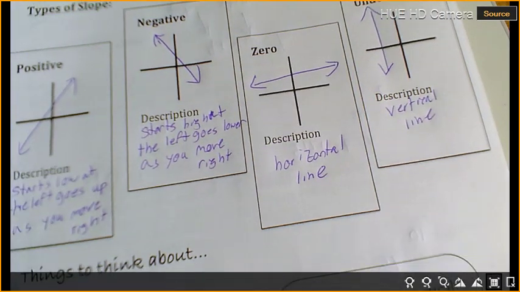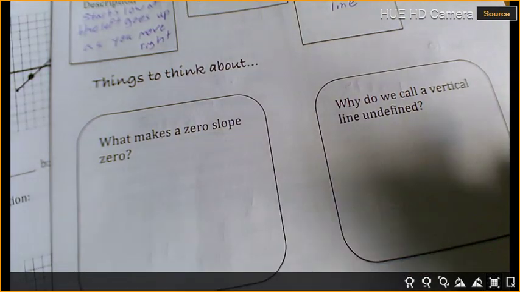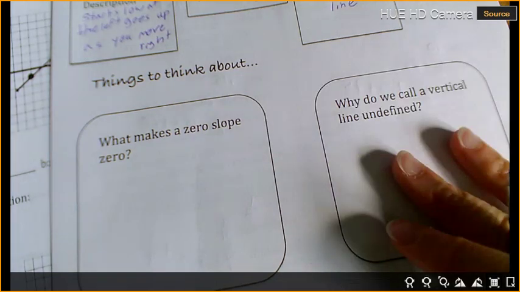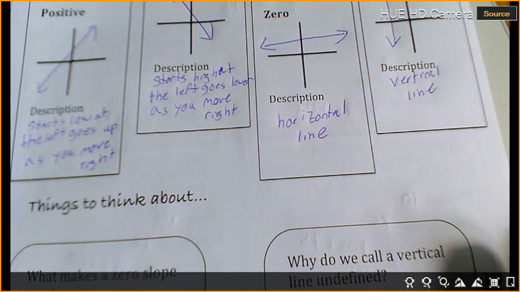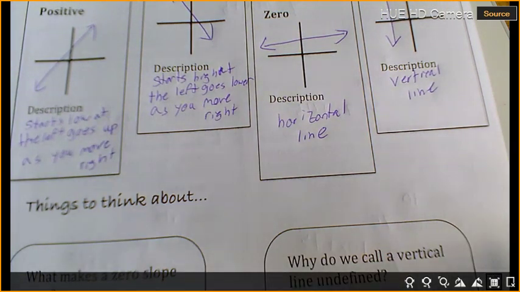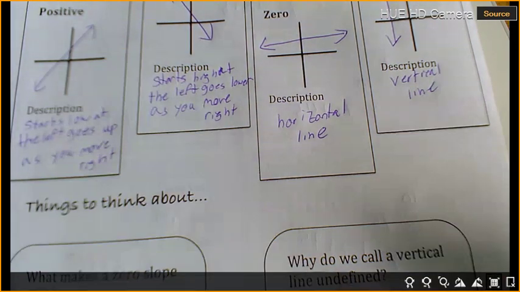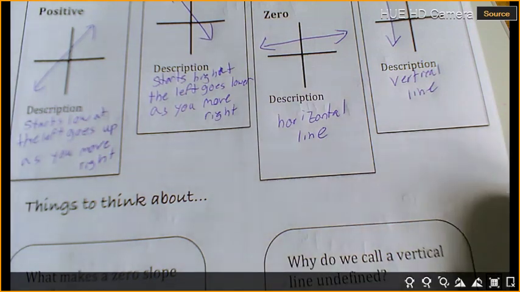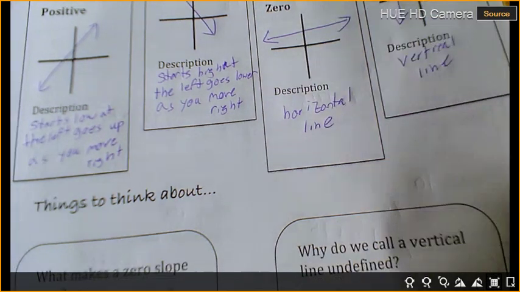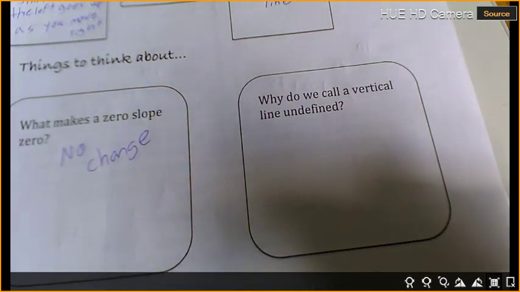Okay, things to think about. What makes a 0 slope 0? No change, right? No change. Why do we call a vertical line undefined? Because you can't climb it.